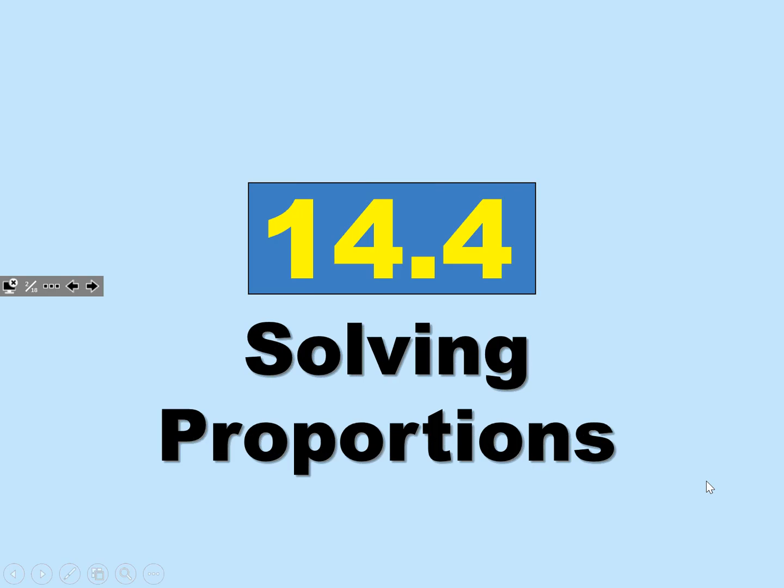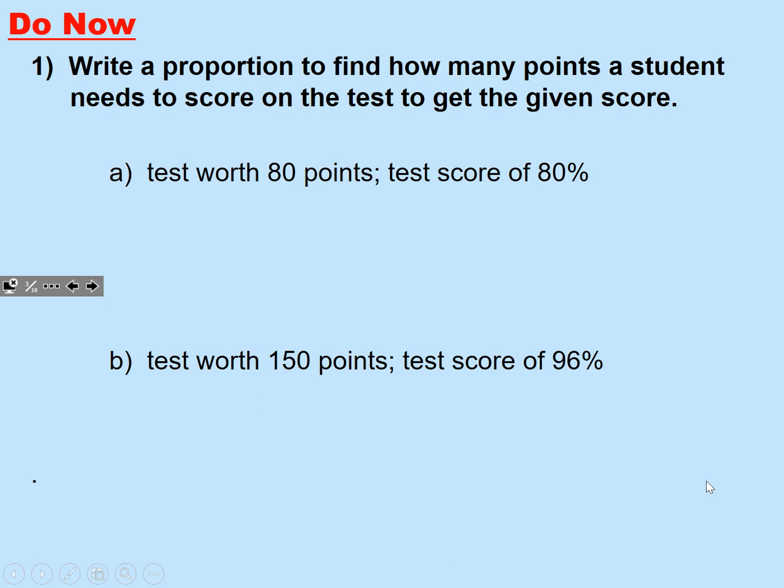So today what we're going to be doing is 14.4, solving proportions. Now, we kind of did it yesterday for easy problems, but let's get a little review of what we've done. Here's your number one: write a proportion to find how many points a student needs to score on the test to get the given score.